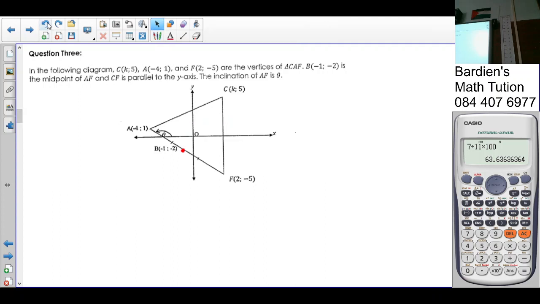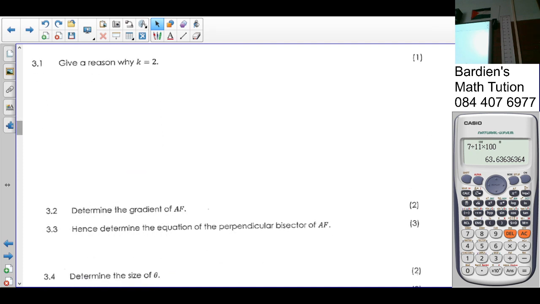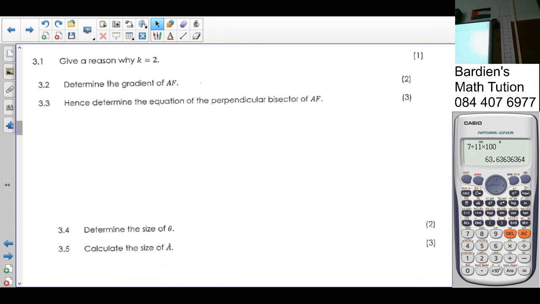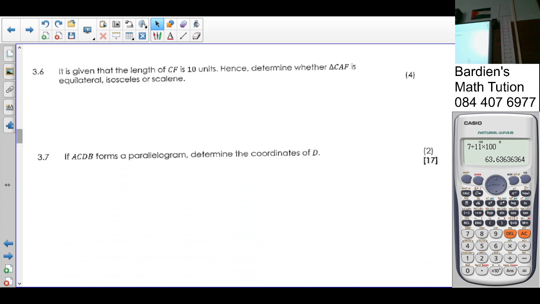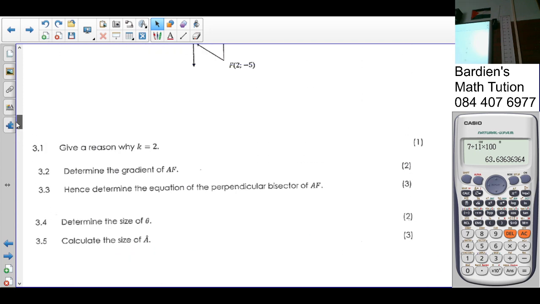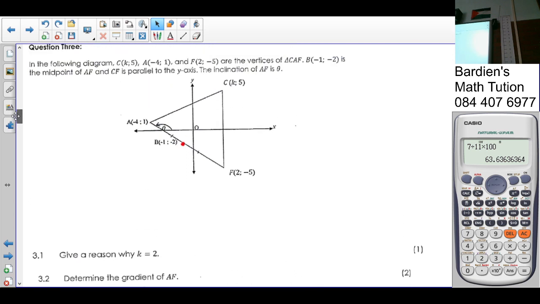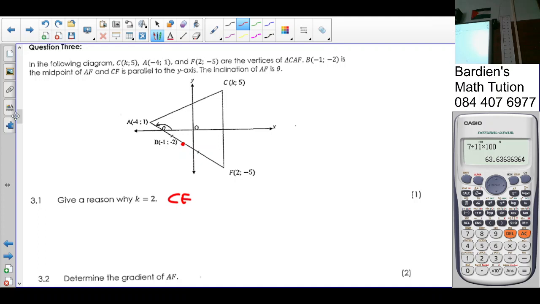Alright, let's look at the first question. Oh my word. Exactly what we just said now. The question says, give a reason why k is equal to 2. Why is k equal to 2? Because CF is parallel to the y-axis. It's a giveaway. I can't believe I gave you something so simple, no?